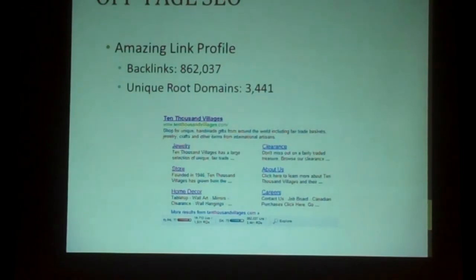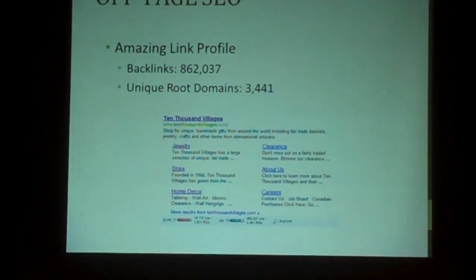Alright, now we'll get into off-page SEO. So basically, 10,000 Villages has amazing off-page SEO from a very initial standpoint. They have a huge link profile. A lot of people are linking back to them. There are 862,000 links, which is a huge number, and 3,441 of those are unique domains.